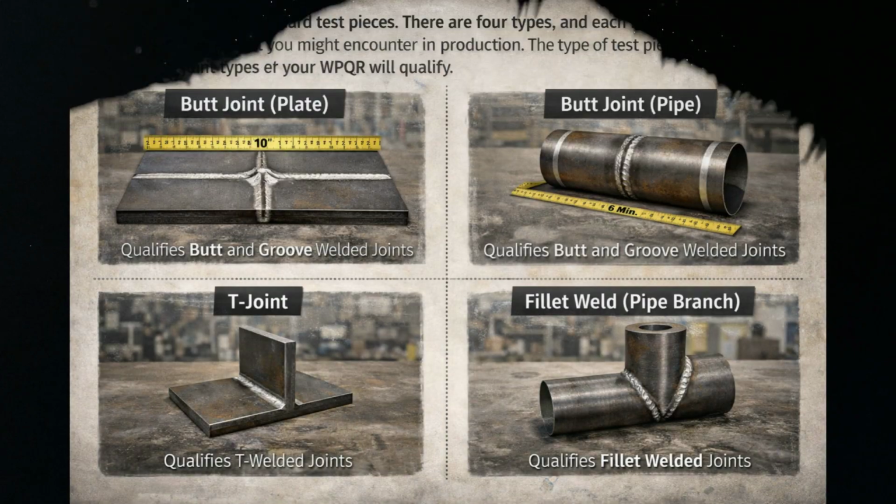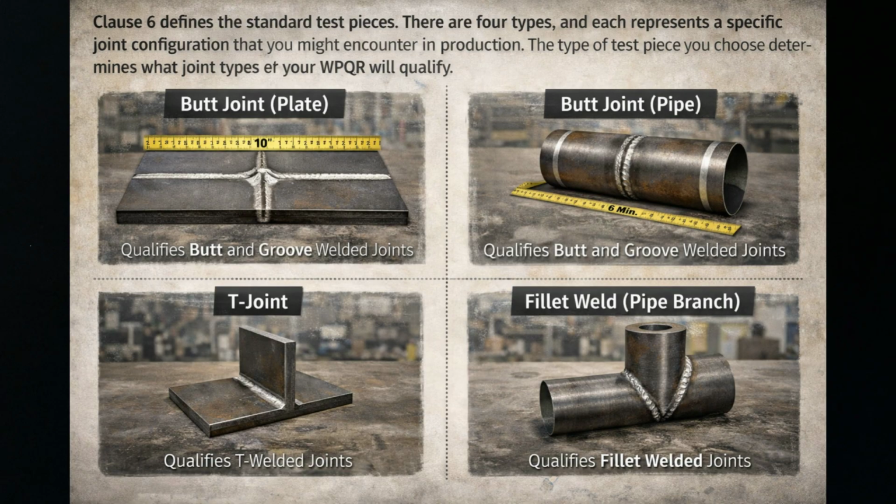Clause 6 defines the standard test pieces. There are 4 types, and each represents a specific joint configuration that you might encounter in production. The type of test piece you choose determines what joint types your WPQR will qualify.